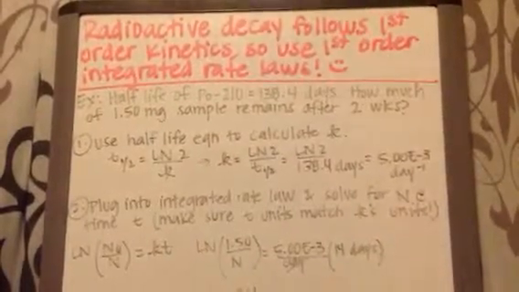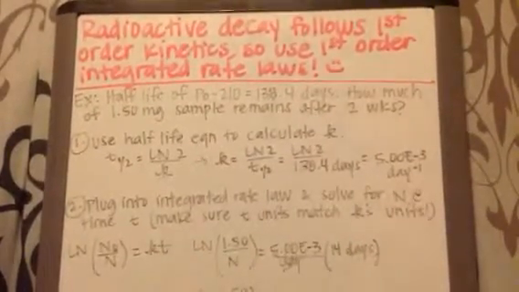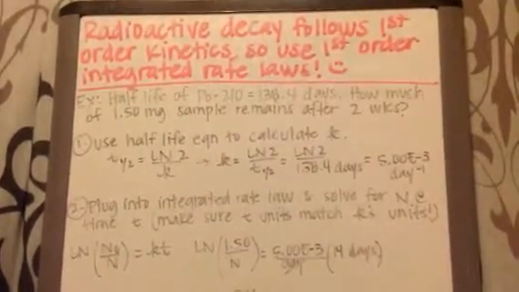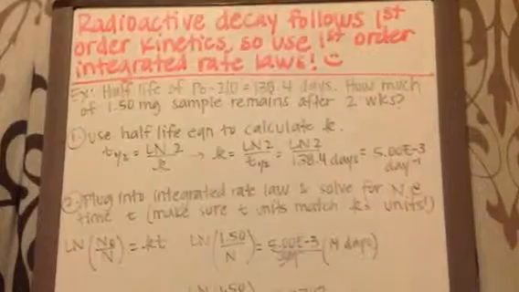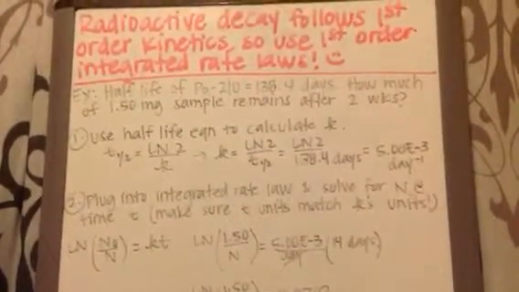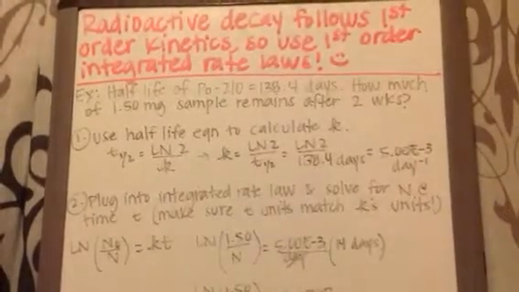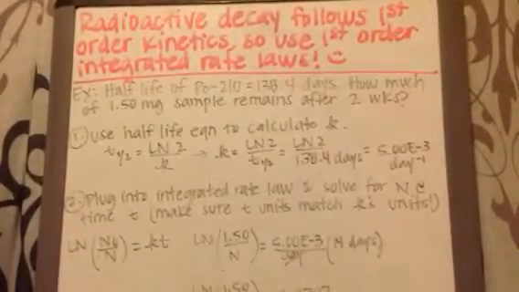Here's a radioactive decay example. The nice thing about this is that it follows first-order kinetics, so we're just going to break out all of those integrated rate laws we learned at the very beginning of this semester. For example, the half-life of polonium-210 is 138.4 days. How much of a 1.5 milligram sample would remain after 2 weeks?